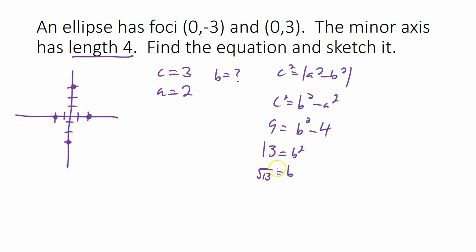So b is the square root of 13. That's something between 3 and 4. So 1, 2, 3, here's 4. So b is going to be somewhere up there and somewhere right there. So here's our ellipse. It's kind of skinny. That's what happens when those foci get really close to the edge like that.